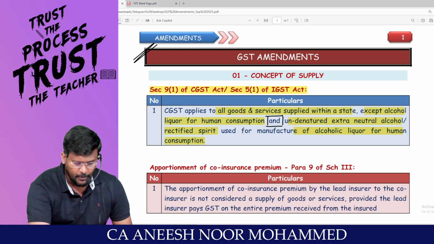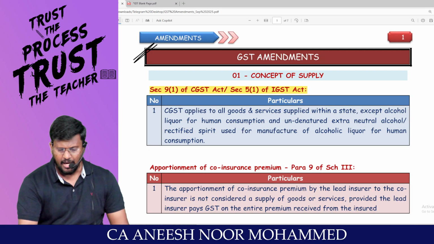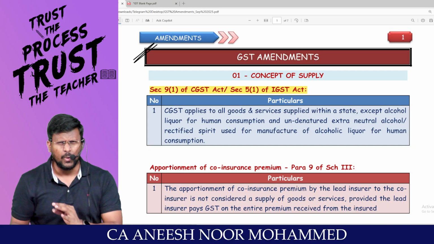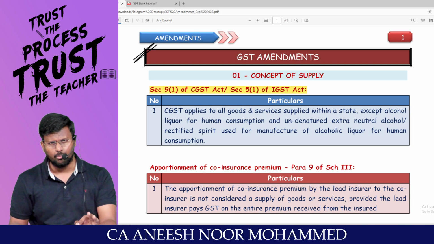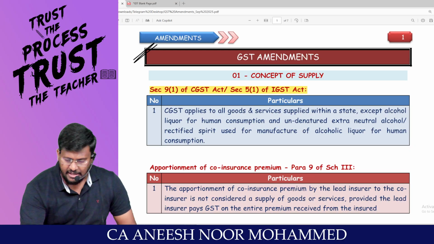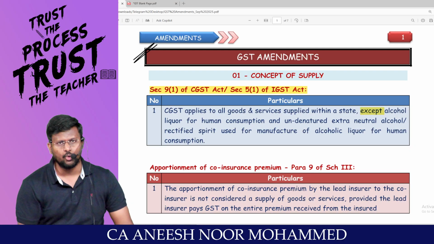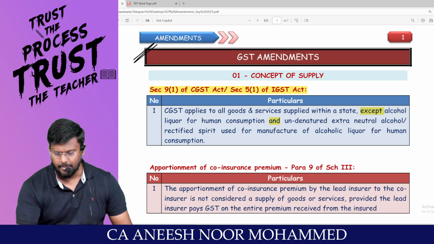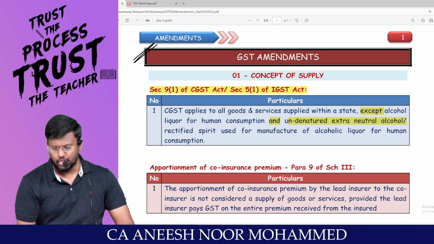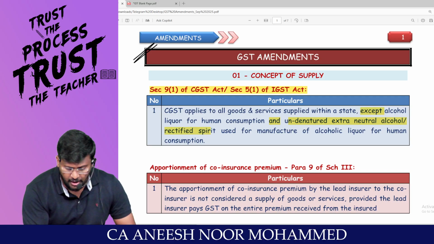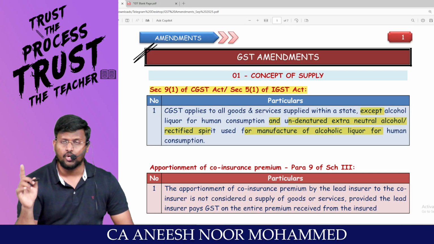Can we read and settle with that amendment? CGST applies to all goods supplied within the state. Yes, whatever may be the goods or services or both you are supplying within the state, CGST will be applicable, except alcoholic liquor for human consumption, which we already know. And a new item has been added: undenatured extra neutral alcohol or rectified spirit used for manufacture of alcoholic liquor for human consumption.